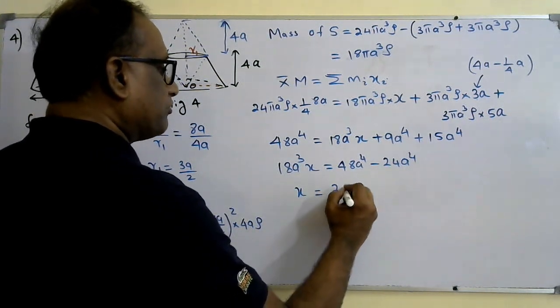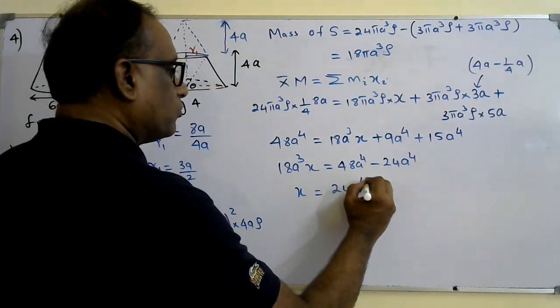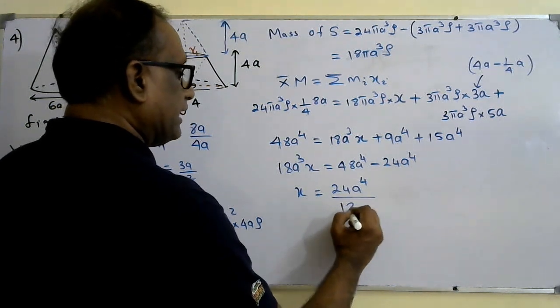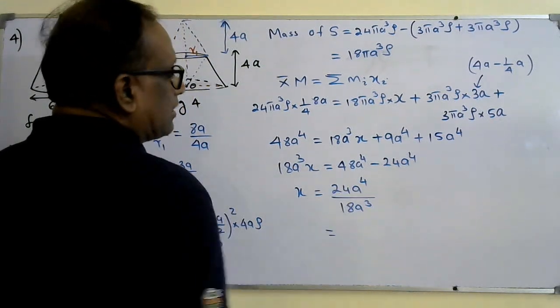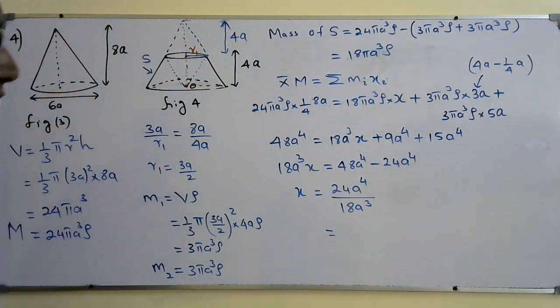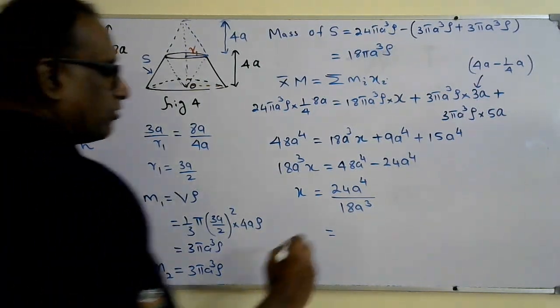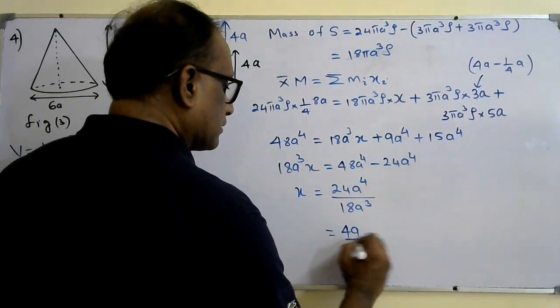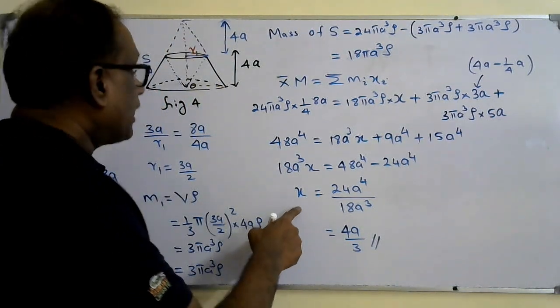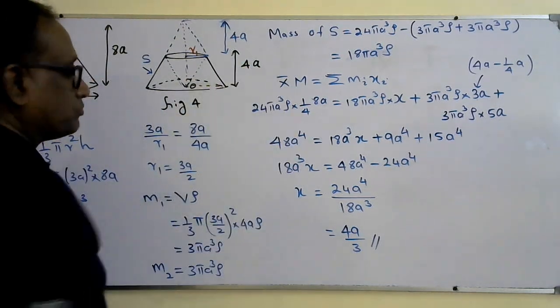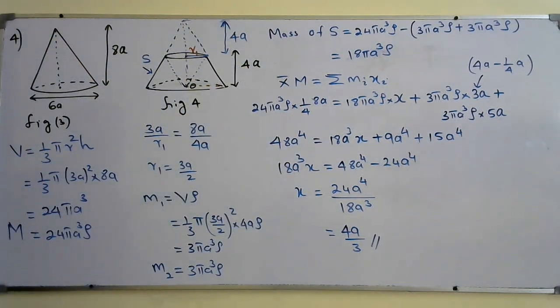x will be 24 a to the power 4 over 18 a cube. So you will get a, this is 6, 3, so that means 4 by 3, or 4a by 3. That's the final answer. That's the distance of the center of mass of S from O. The principle is the same, sigma m x equals total mass times x bar.